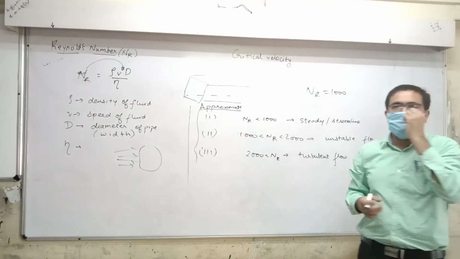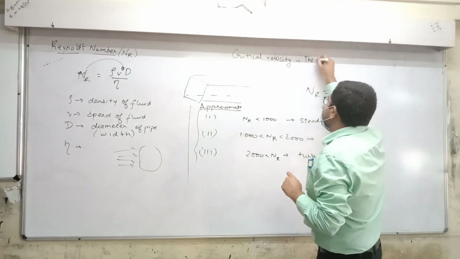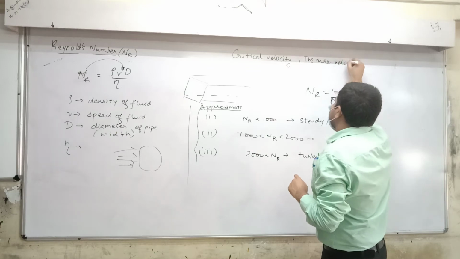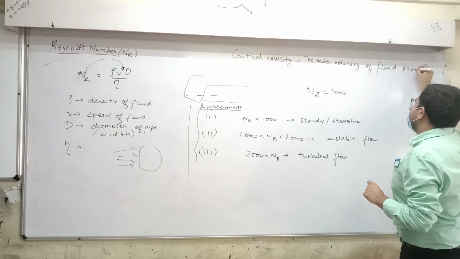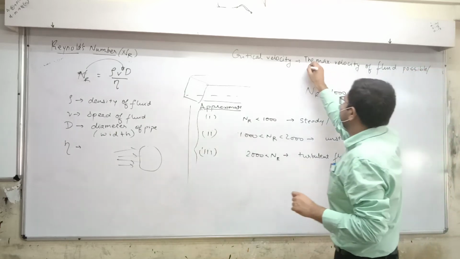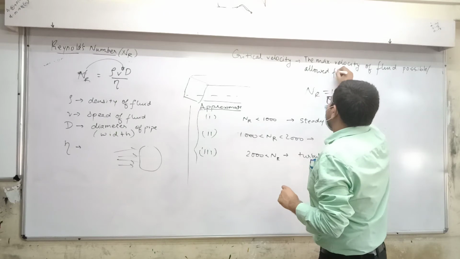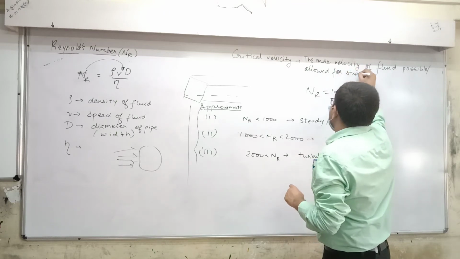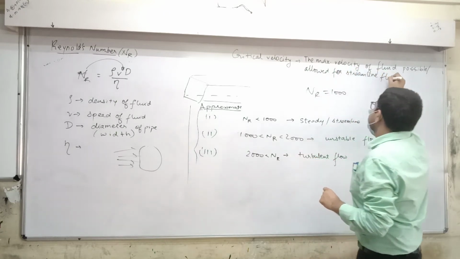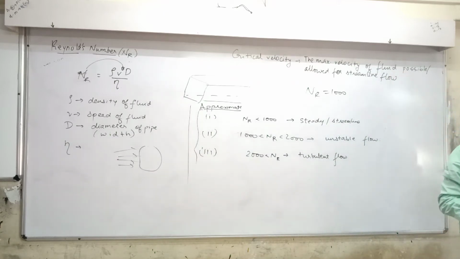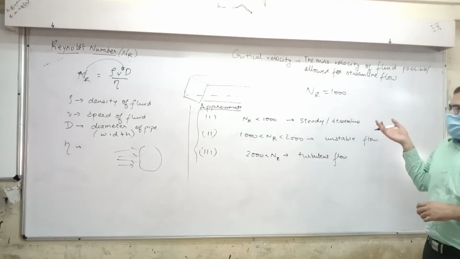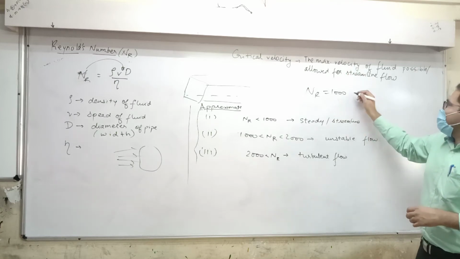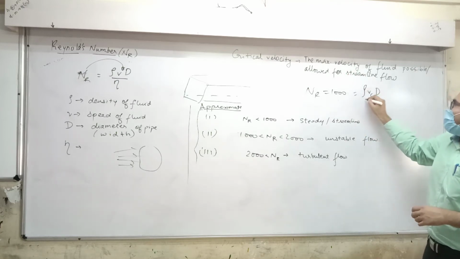Okay, what is critical velocity? The maximum velocity of fluid possible or allowed for streamline flow. The maximum possible or allowed velocity for streamline flow. So if you want to basically calculate that out, do you realize we should do it like this?